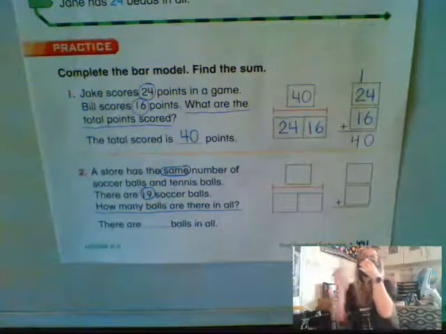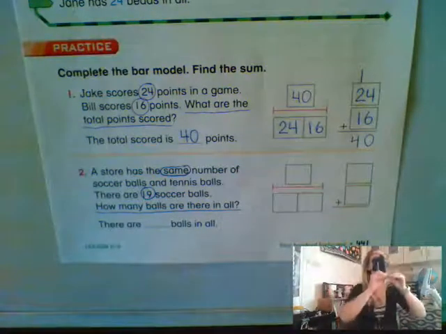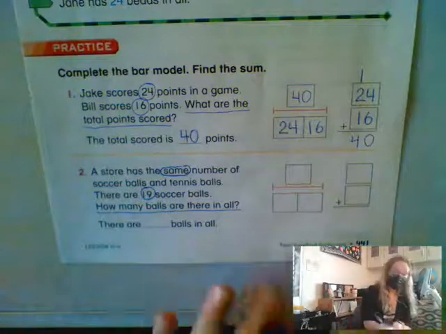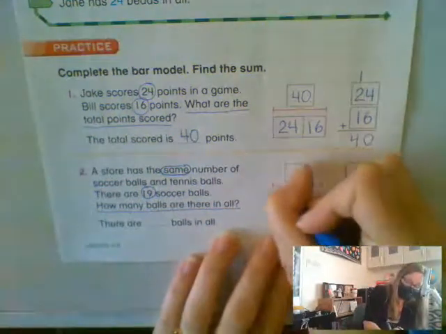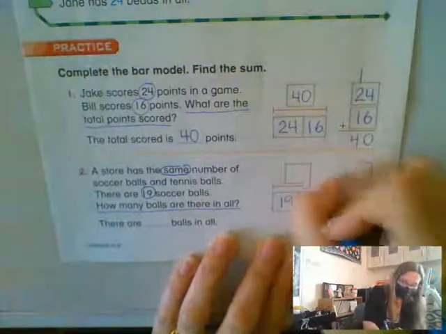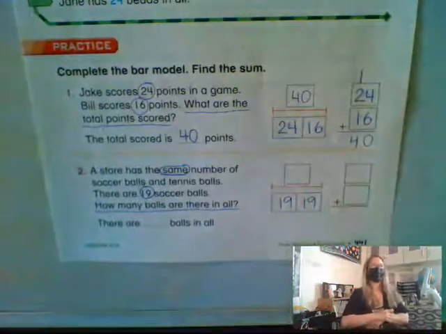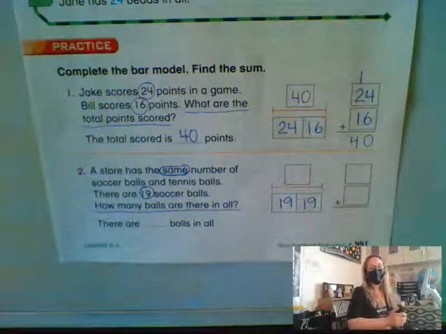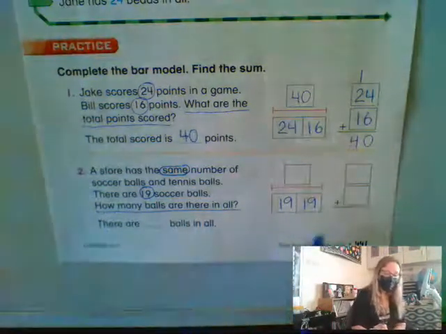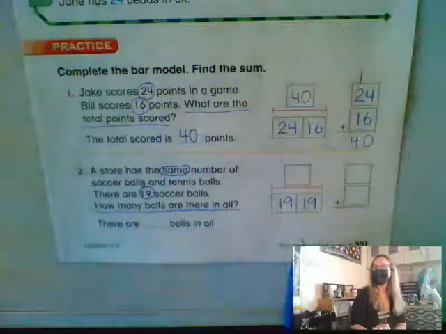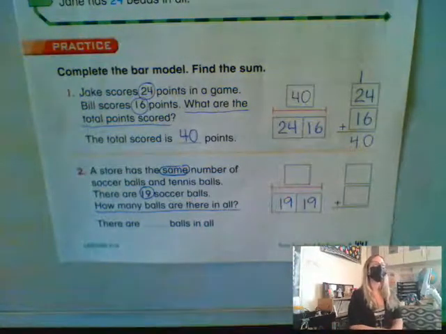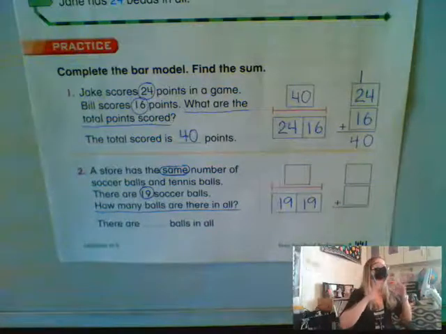All right, Blake, enough. Now, Isaac, we got 19 and 19. So let's plug those in. 19 soccer balls, 19 tennis balls. But Noah, we're not done. Because the question says how many balls are there in all. So I know I have 19 soccer balls and I have 19 tennis balls, but I need to know how many I have in all.